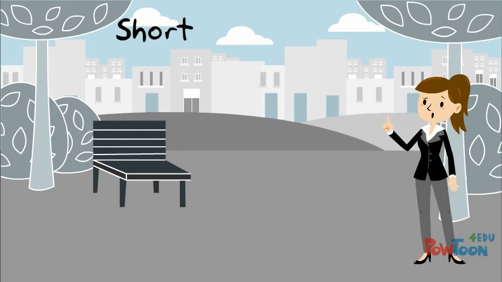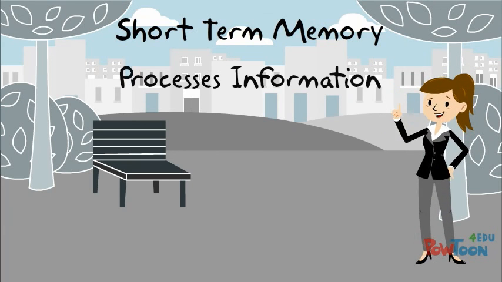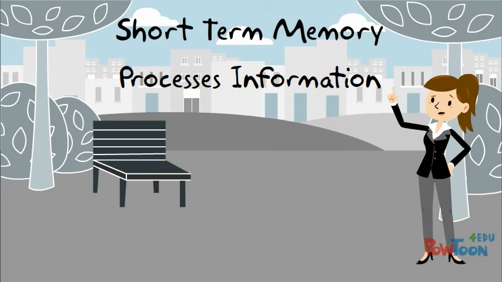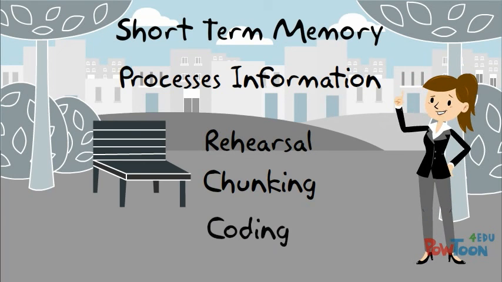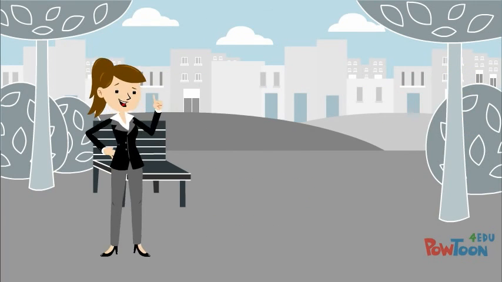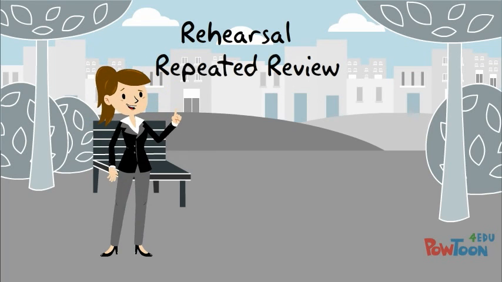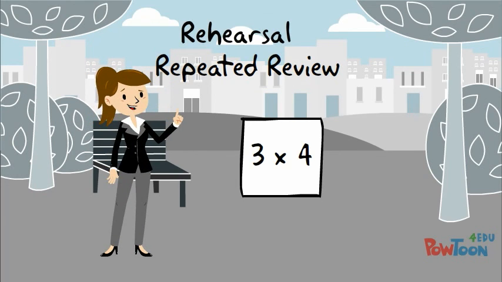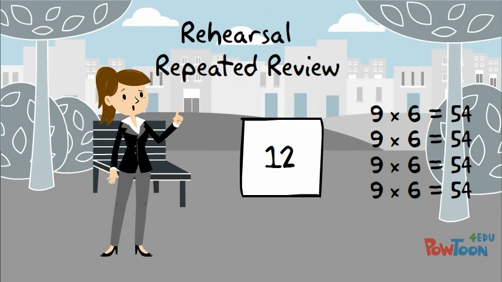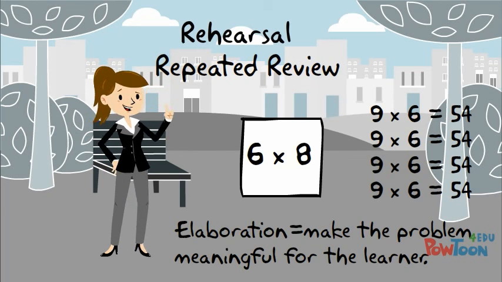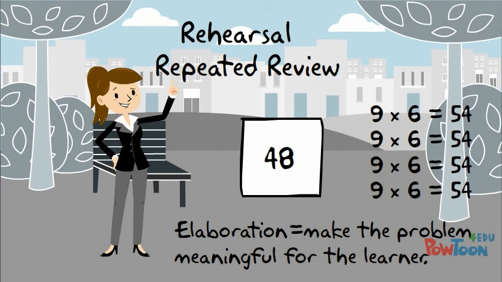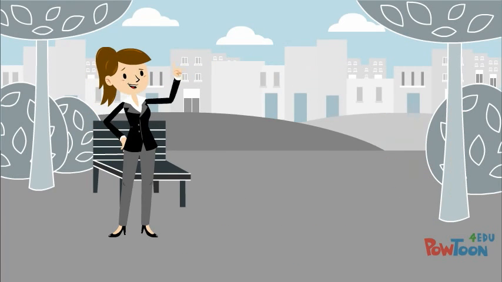One of the short-term memory's major functions is processing the information. 3 of these processes include rehearsal, chunking, and coding. Rehearsal is the repeated review of information in order to transfer it to the long-term memory. This can occur through flashcards or studying the information over and over again. Elaboration during rehearsal can help solidify the information in long-term memory.